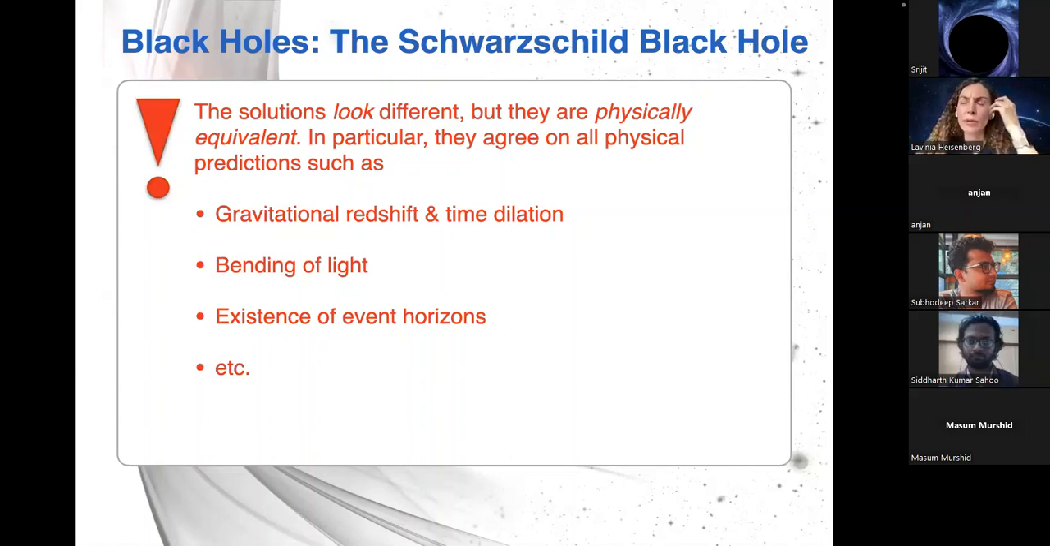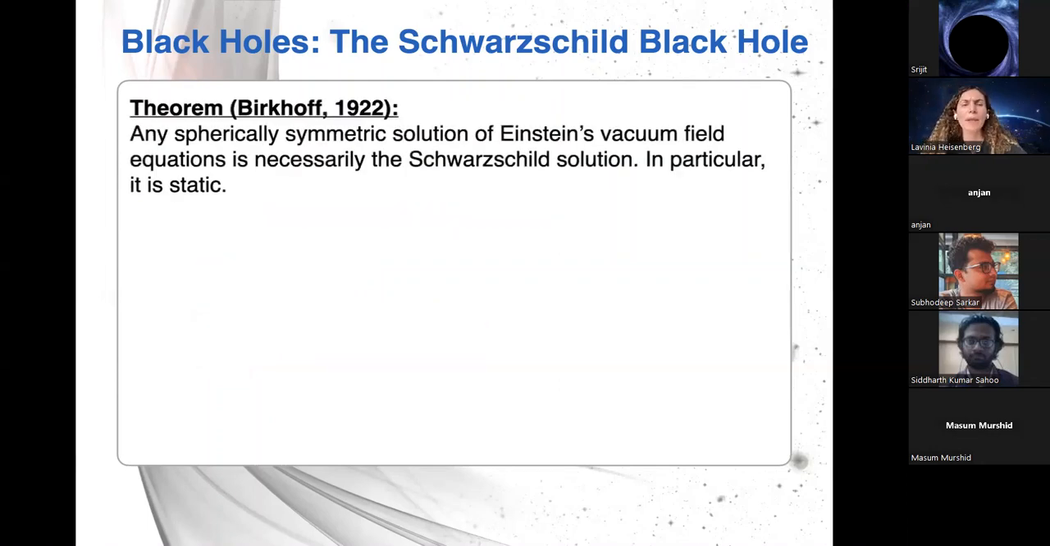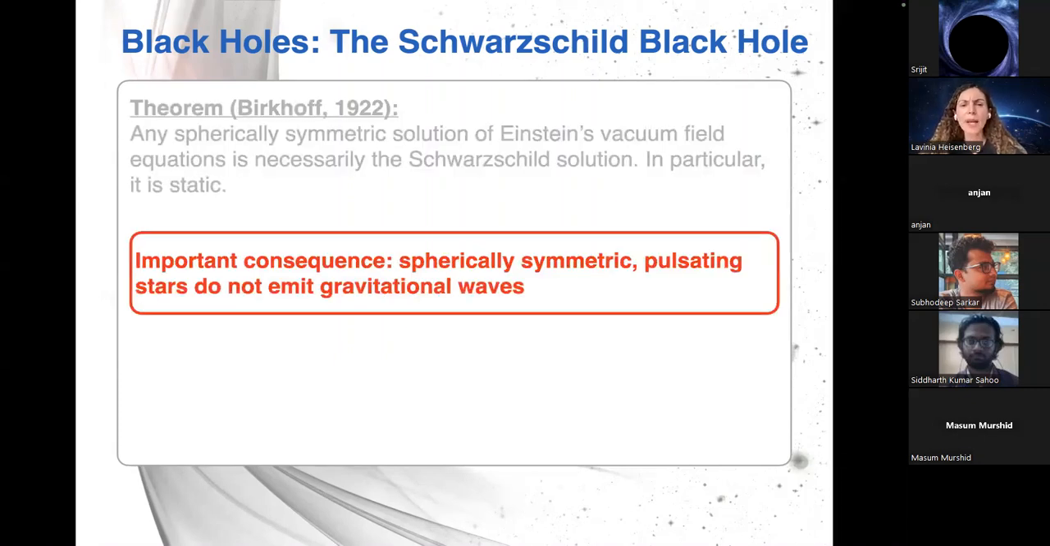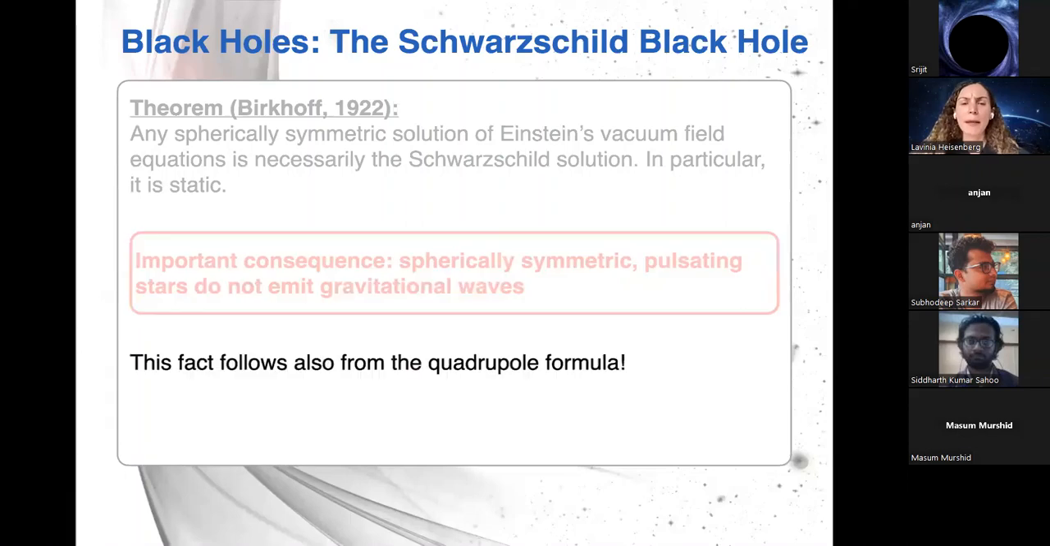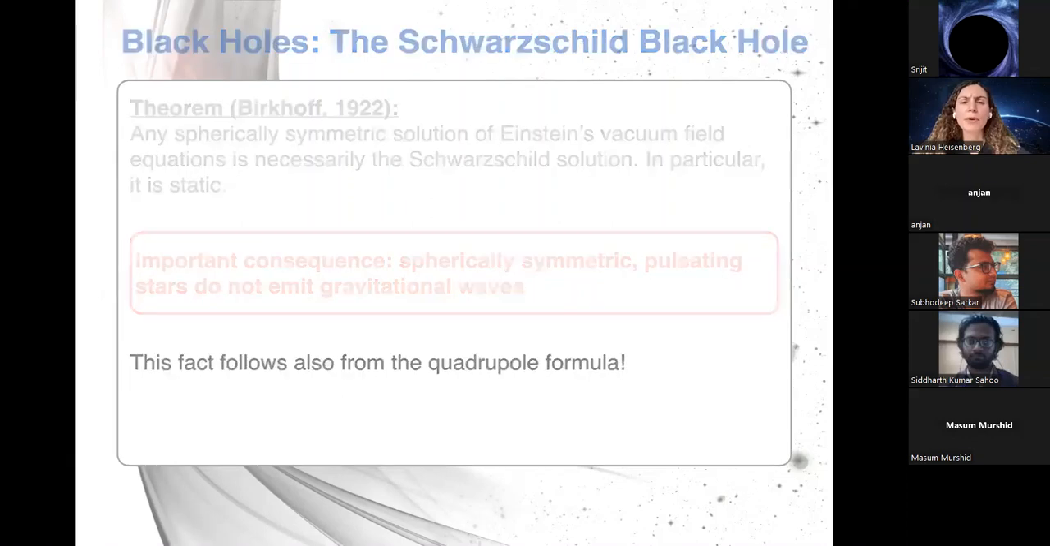Imagine you change your gravity theory. It's not general relativity anymore, but something else. You have to go through these steps that I just introduced here. One important theorem is the Birkhoff theorem, which states that any spherically symmetric solution of Einstein's vacuum field equations is necessarily static, in particular the Schwarzschild solution. An important consequence is that spherically symmetric pulsating stars do not emit gravitational waves. This fact also follows from the quadrupole formula.